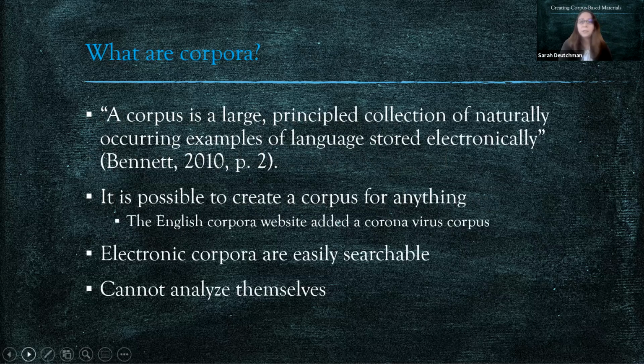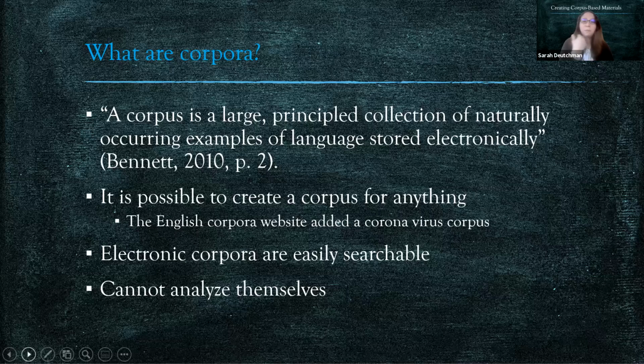Right, so first, let's start with what corpora are. There are many definitions, but let's go with this one. A corpus is a large, principled collection of naturally occurring examples of language stored electronically. These days, thankfully, corpora are done electronically instead of by hand, which was how they used to be. You can make a corpus of anything. There's a Harry Potter corpus, there's a coronavirus corpus, whatever you want. It's just a bunch of sentences, pretty much.